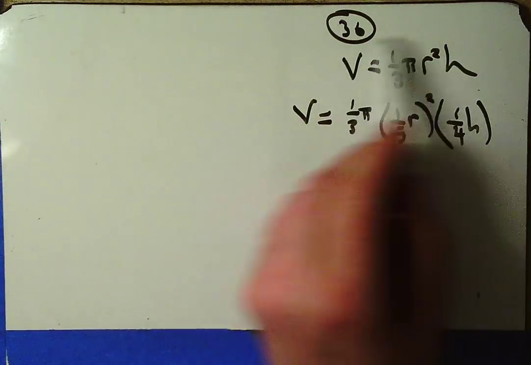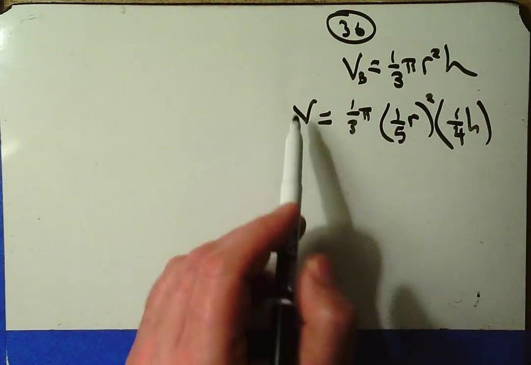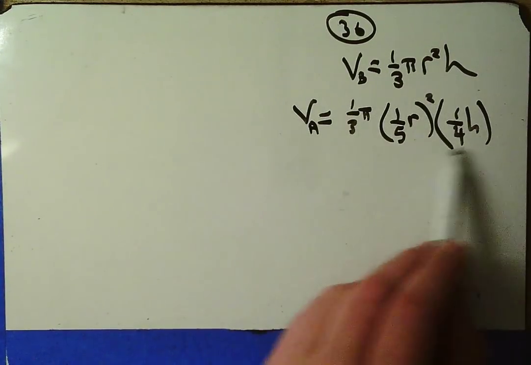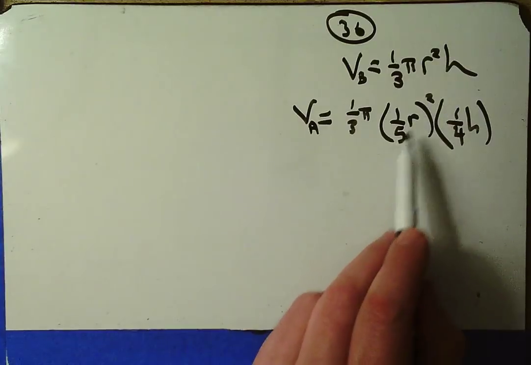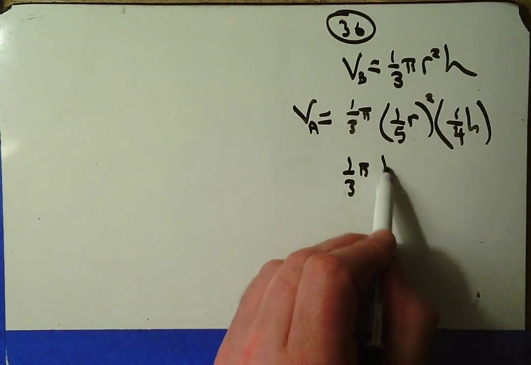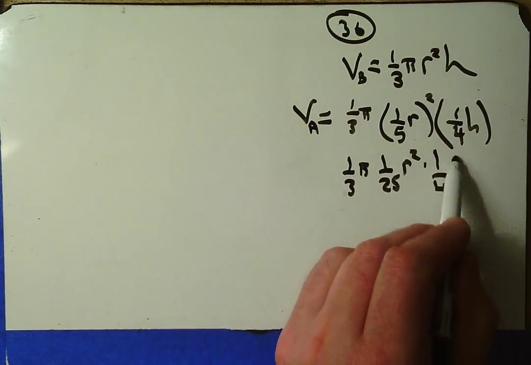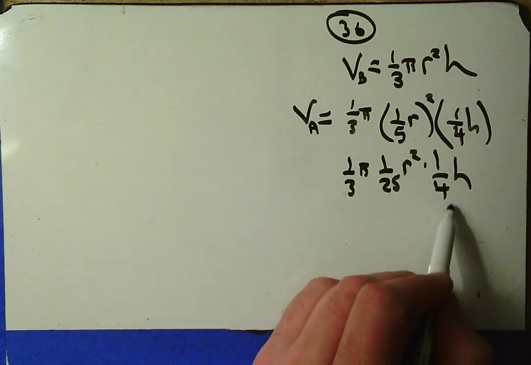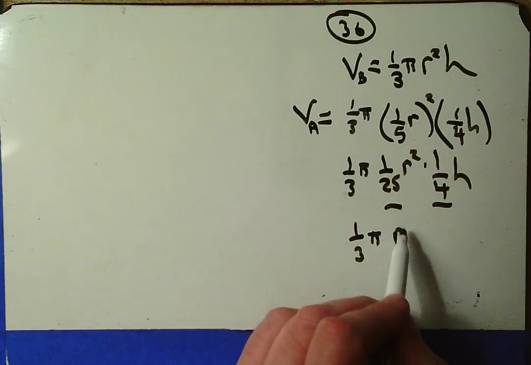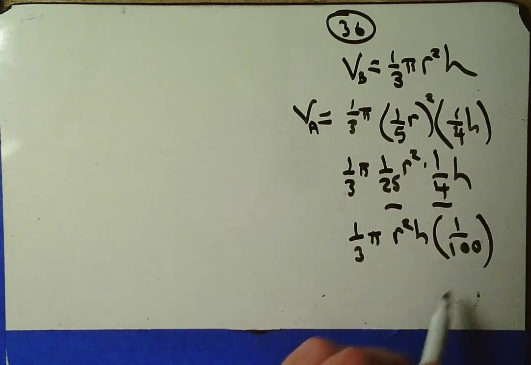So this is the volume of B, and this would be the volume of cone A. Well, let's figure out the relationship between them. I'm going to square the 1/5. 1/25 r squared times 1/4 h. And I'm going to multiply these together, and have 1 over 100.